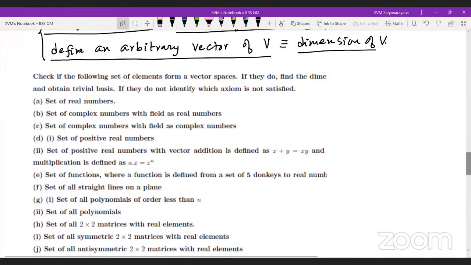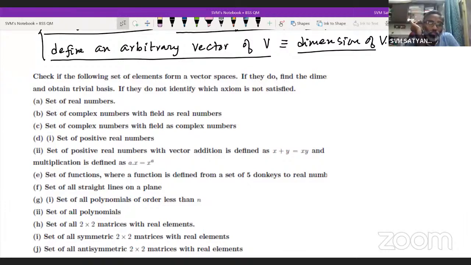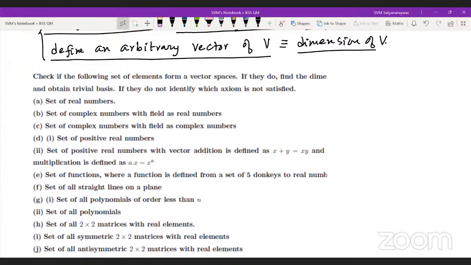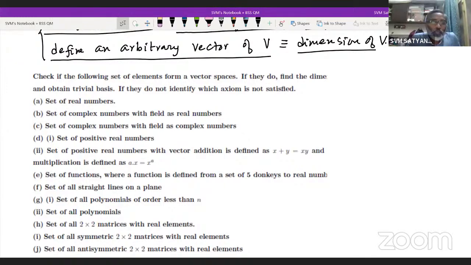Sir, can you repeat this? See, to define a complex number, I require only one complex number. Correct. Yes, sir. So that means it is only one dimensional. So you take a complex number, multiply that with 1, you will get that complex number. That's all. Okay, sir. Correct.